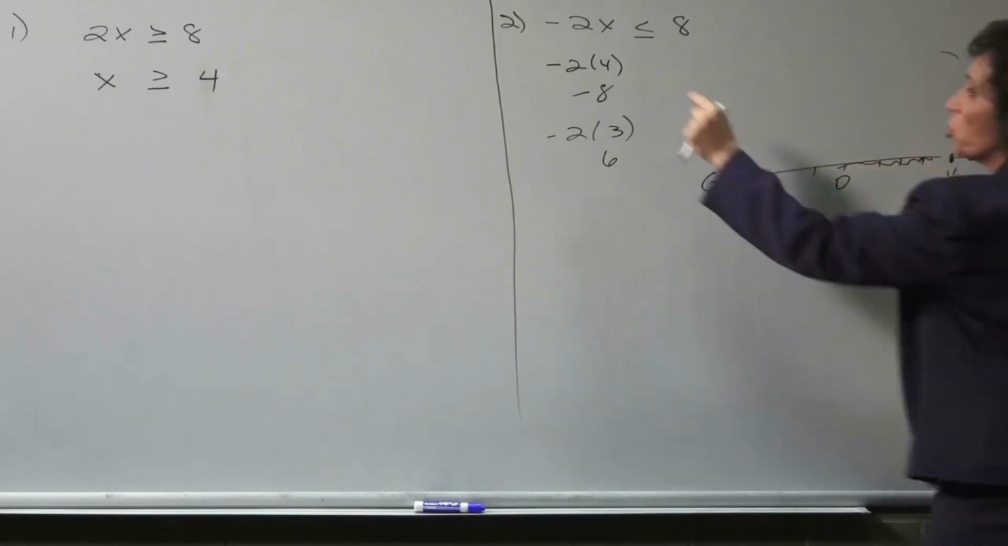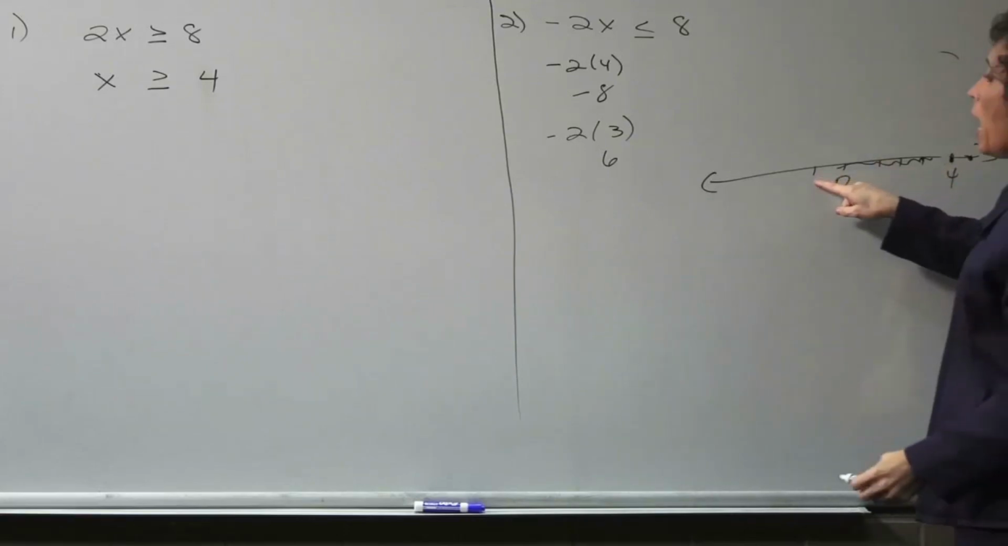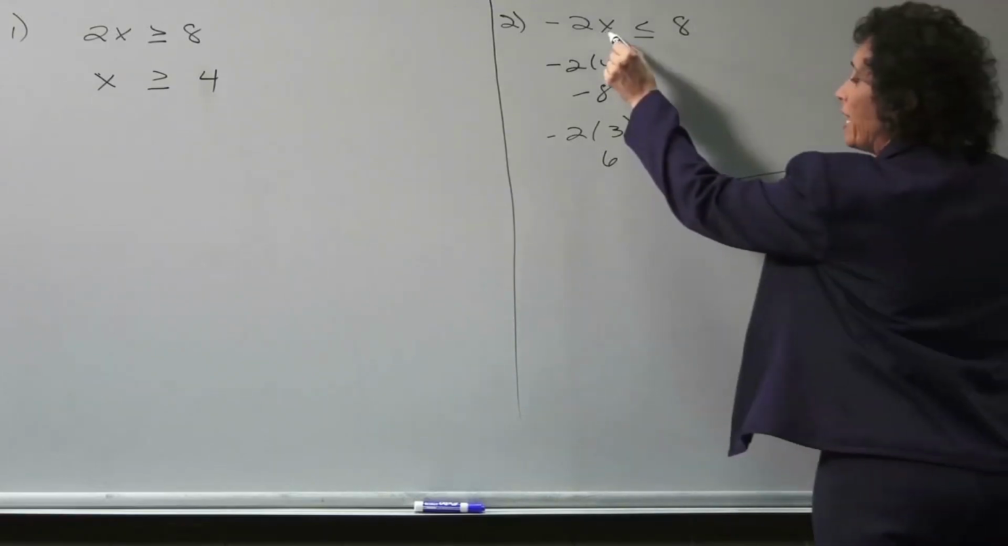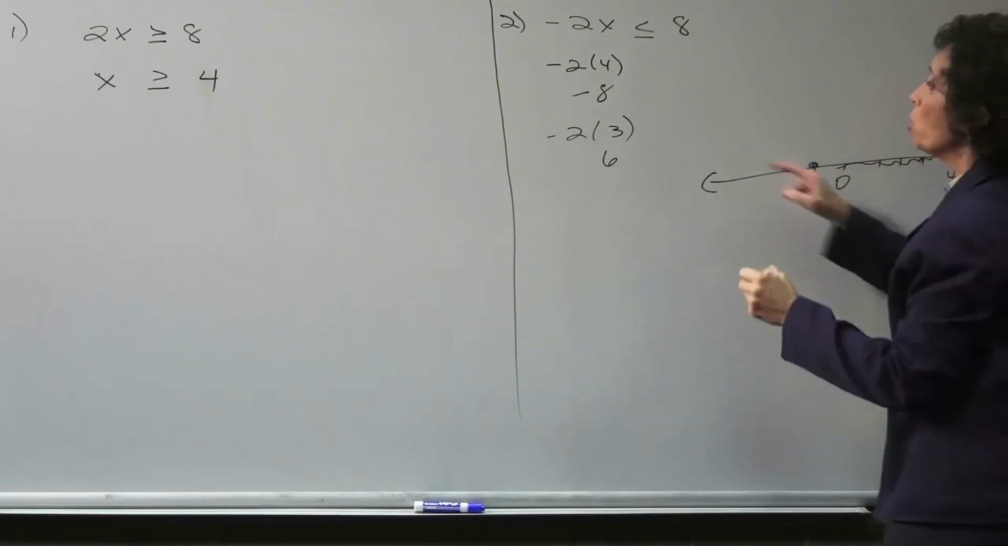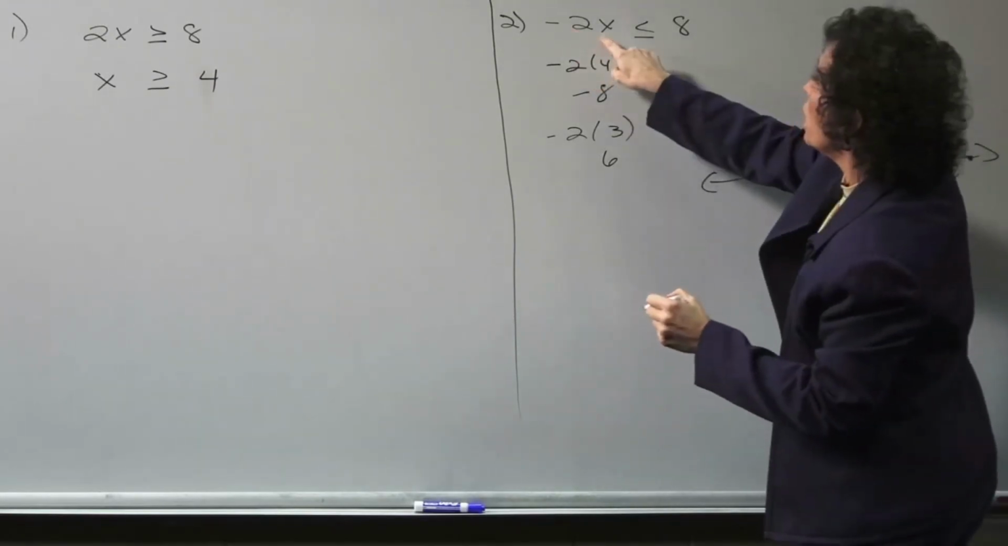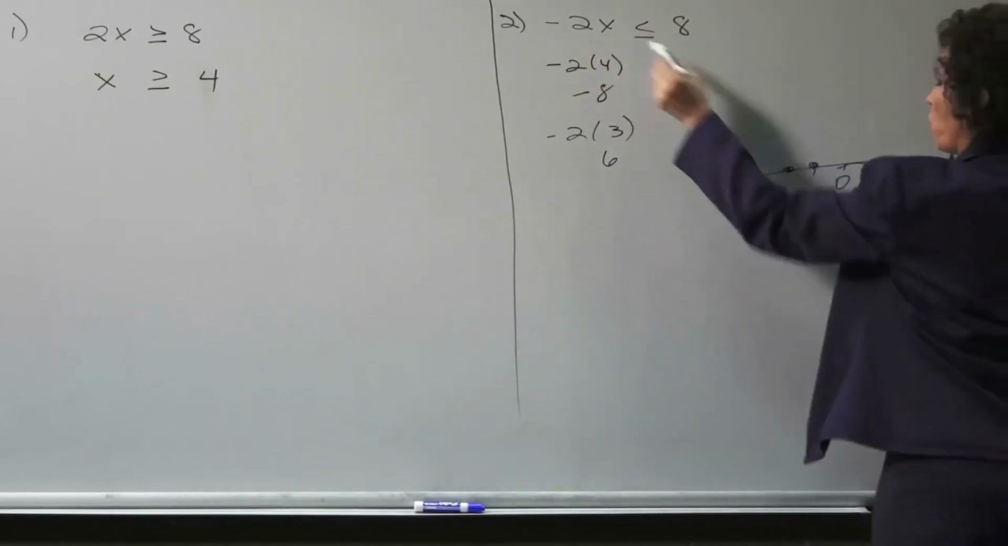All the positive numbers work, because a negative times a positive will be a negative, so they'll all work. How about negative 1? Negative 2 times negative 1 would be 2. That'll work. How about negative 2? Negative 2 times negative 2 would be 4. That'll work.